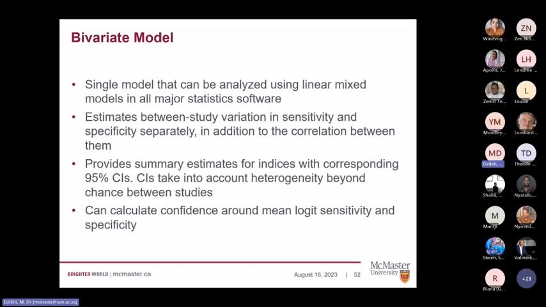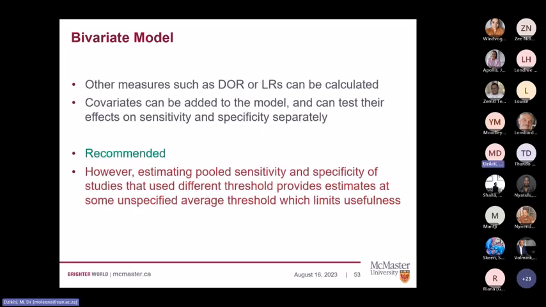And as I said, the bivariate nature of the model accounts for the correlation between them. And this can be done by a simple linear mixed model in any major statistical software. And then at the end of this, you can provide a pooled estimate of sensitivity and specificity accounting for the between study heterogeneity and the correlation. You can also calculate other measures such as the diagnostic odds ratio and likelihood ratios. And similar to the hierarchical summary approach, covariates can be added to test their effects on sensitivity and specificity again separately. So again, this is a recommended model.